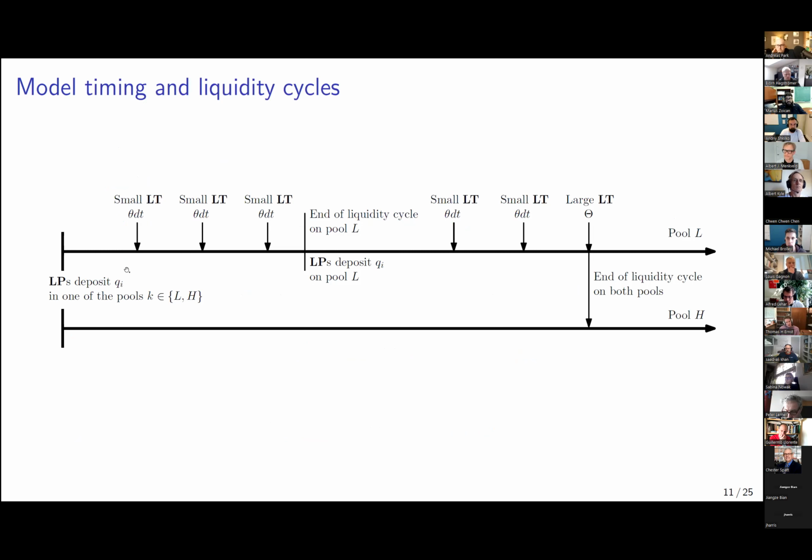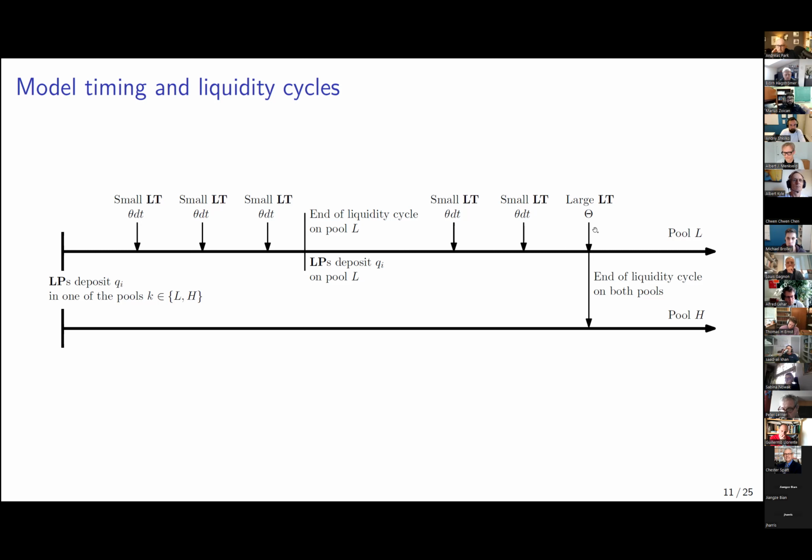So essentially, this model can be cast as a model of liquidity cycles. It starts with liquidity providers choosing one pool, either the low or the high fee pool. Then on the low fee pool, you're going to have this constant flow of traders, basically just consuming the liquidity. And when they completely consume your liquidity, that's the end of the liquidity cycle. That's when you want to rebalance and you start anew.